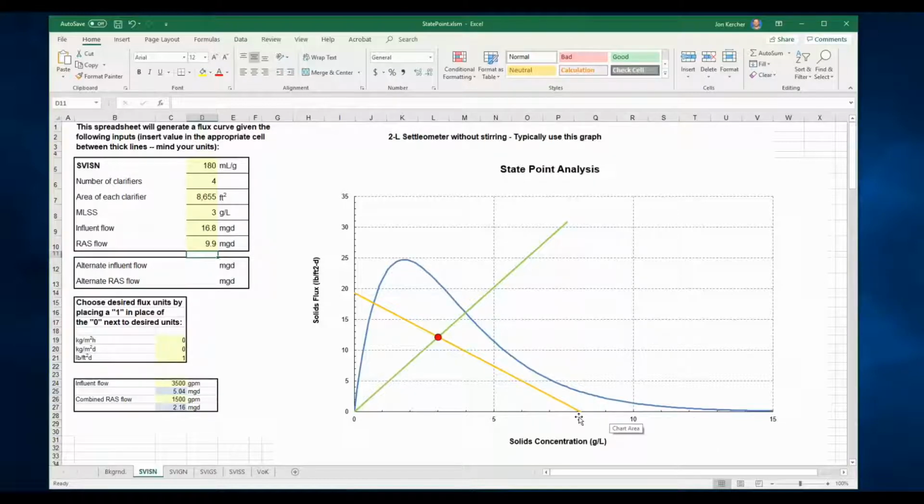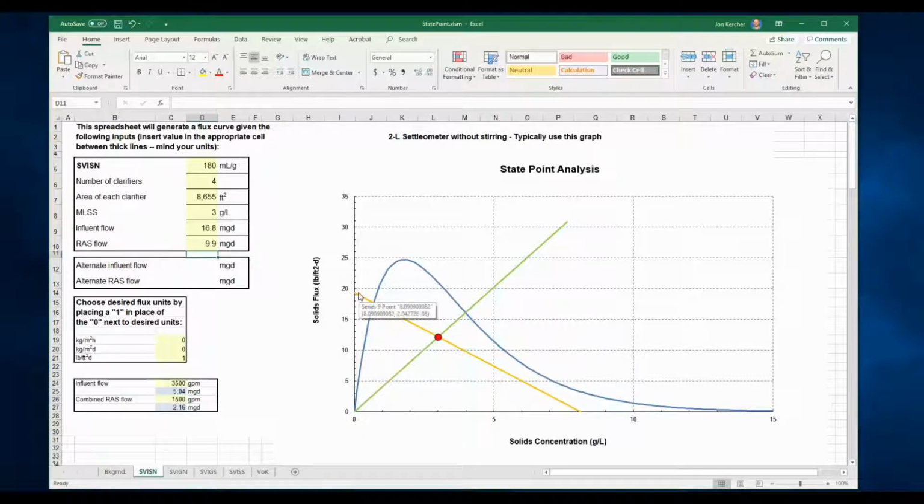If you put your data into this thing and you've got a different RAS concentration than what it's predicting, I would check all of your numbers. Something's likely off. There could be an unaccounted for data point or something similar. Nevertheless, the loading rate here is about 19 or 20 pounds per square foot per day. That's very typical. That's a good average loading rate for most clarifiers.